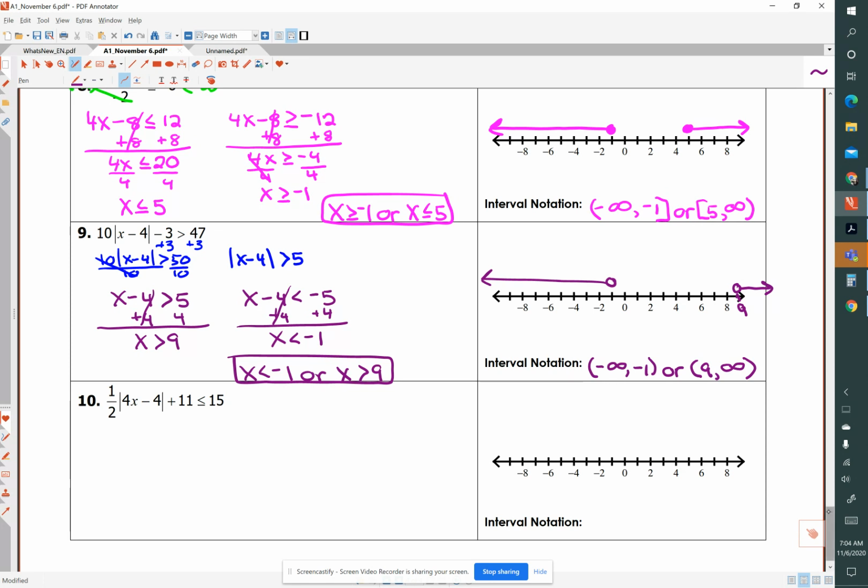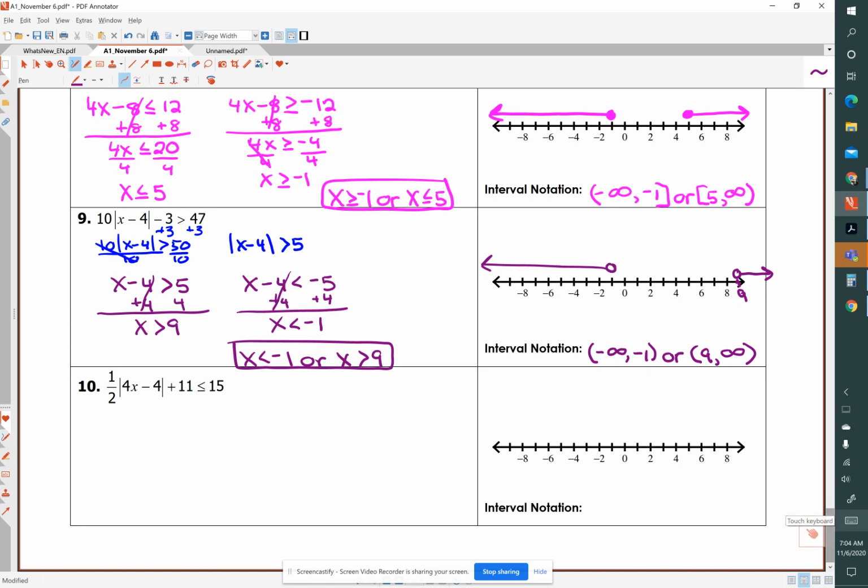I know this last problem looks a little tough. What do we notice? We notice less than or equal to. So this is going to be an and inequality. Try it on your own. See if you can do it yourself, and then come back to the video.